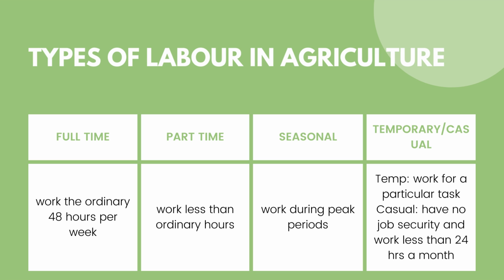Then we've got part-time workers. The part-time laborers will work less than the ordinary hours. Then we've got seasonal laborers, who work during a peak period, for instance during harvesting. Then we've got temporary workers, who work for a particular task or as a substitute for permanent staff. Then we've got casual laborers, who have no job security and will work less than 24 hours a month.